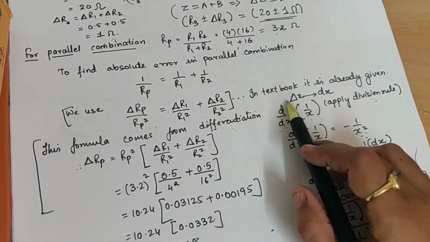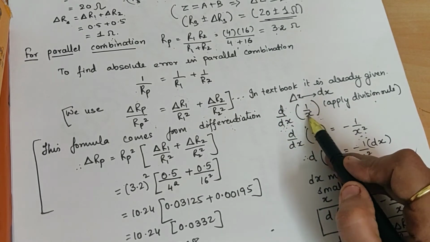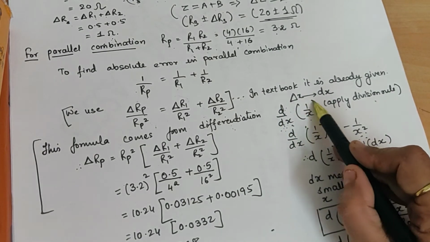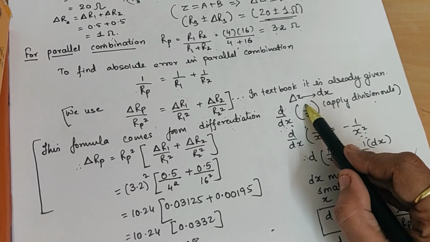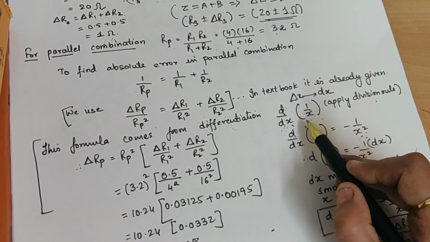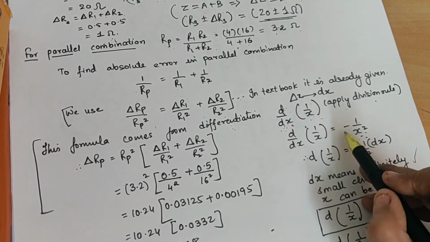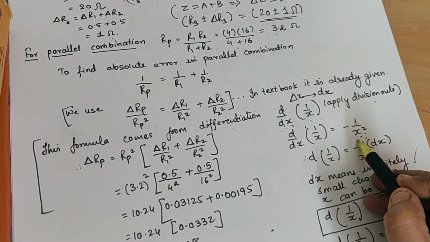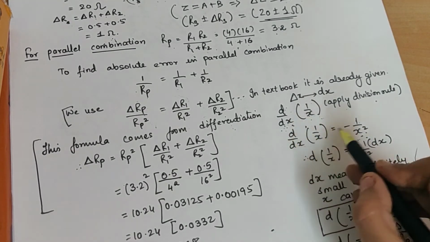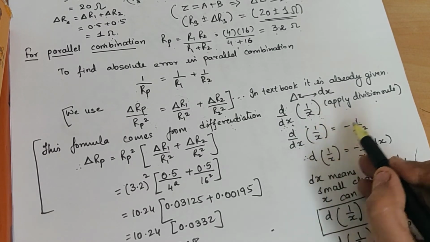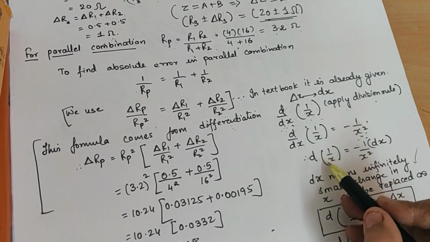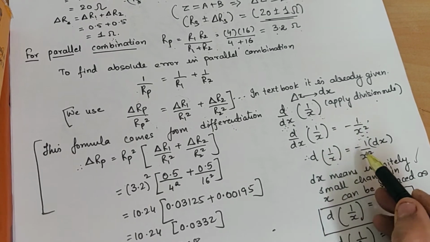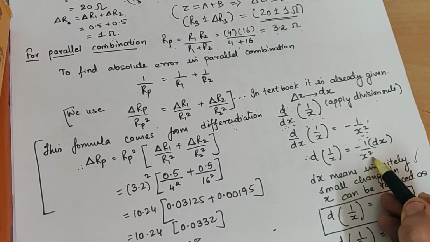Fine. Now you can see that the d/dx of 1 upon x, fine, you can see that there is a division rule here, 1 upon x. Fine, you can apply the division rule. Fine, and the derivative of 1 upon x with respect to x comes out to be minus 1 upon x square. Fine, now you know that once you know this, that d/dx of 1 upon x is minus 1 upon x square, this dx will come here. Fine, so you will get d of 1 upon x is equal to minus dx upon x square.